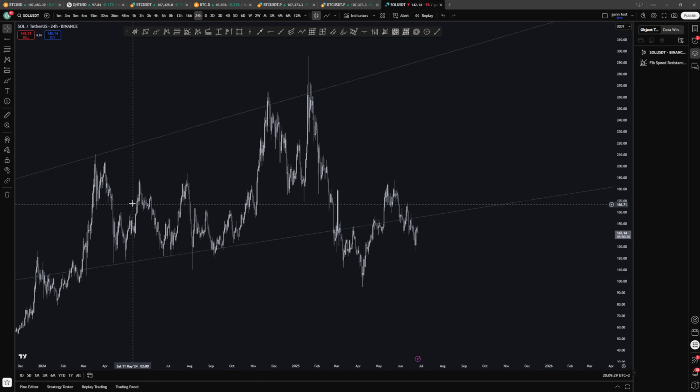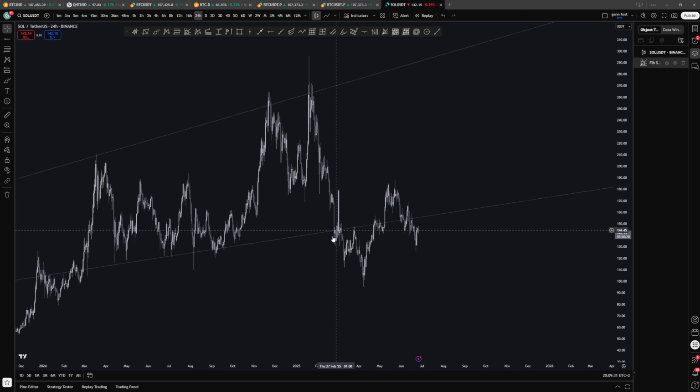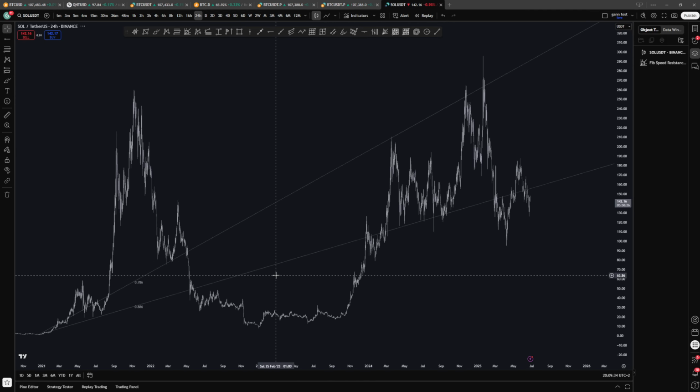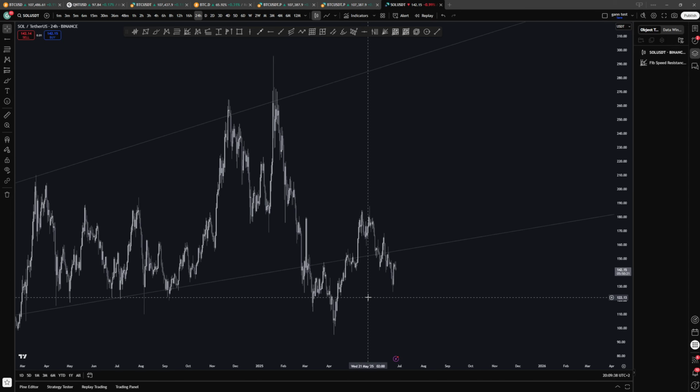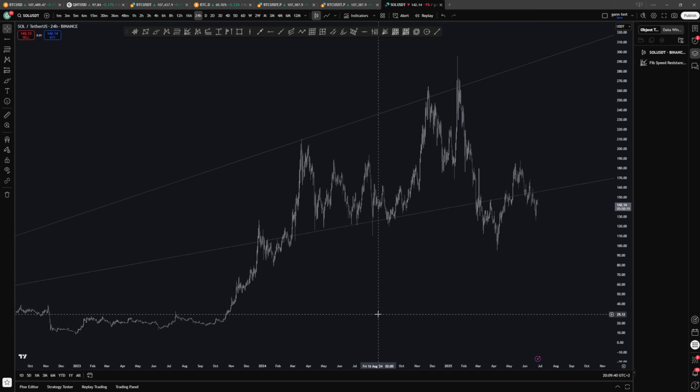First of all, and I think I talked about this quite a bit in the last stream, I think this fan on Soul is very important. Soul has been showing a lot of respect to diagonals this cycle in general, so I want to keep them in mind.